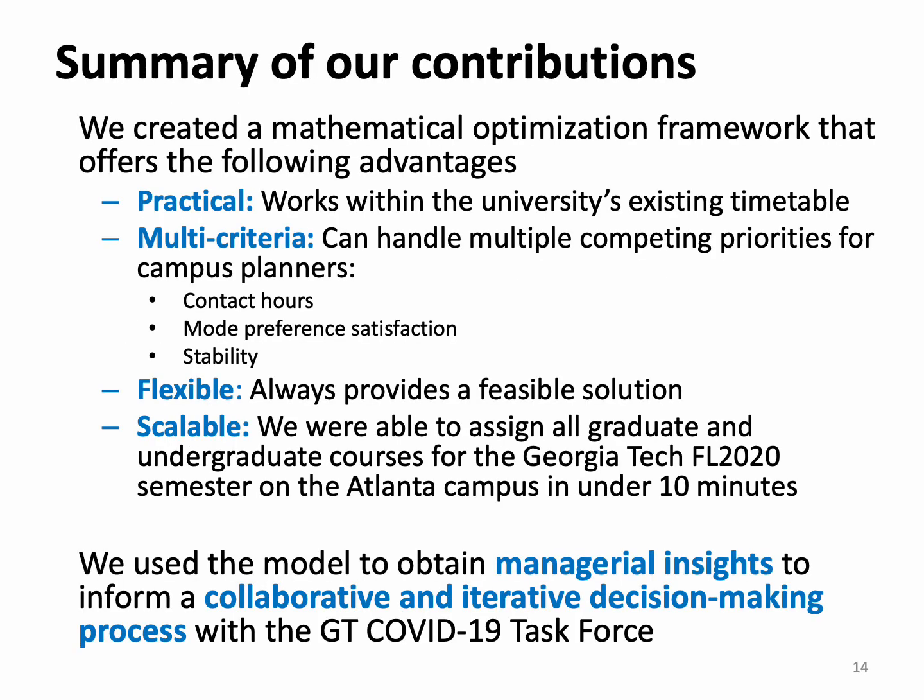So in summary, we created a mathematical optimization model to help Georgia Tech respond to sudden space scarcity on campus. Our work was practical in the sense that it works within the university's existing timetable. It was multi-criteria, handling multiple competing priorities for the campus planners. Flexible, meaning that it always provided a feasible solution. The solutions just might vary in terms of how much remote instruction is used. And scalable, meaning that we were able to assign all graduate and undergraduate courses for Georgia Tech's fall 2020 semester. We used this model to obtain managerial insights, and this informed a collaborative and iterative decision-making process with the task force over the course of summer 2020.